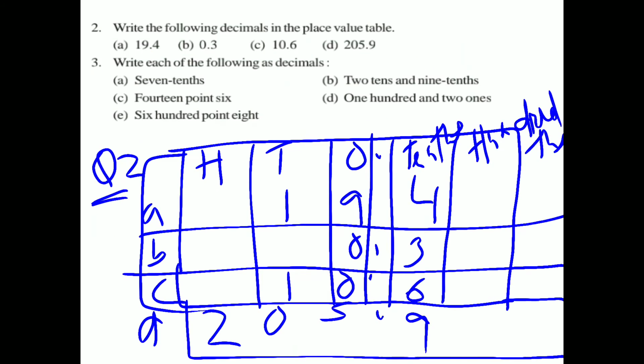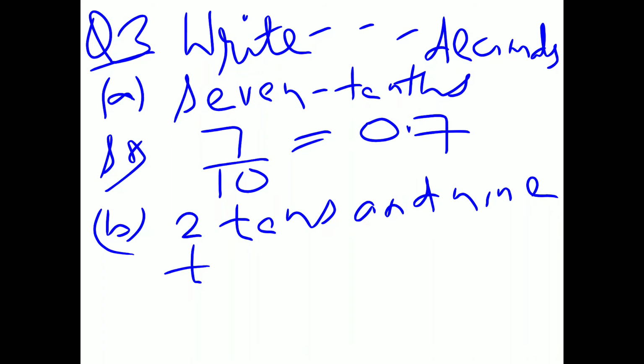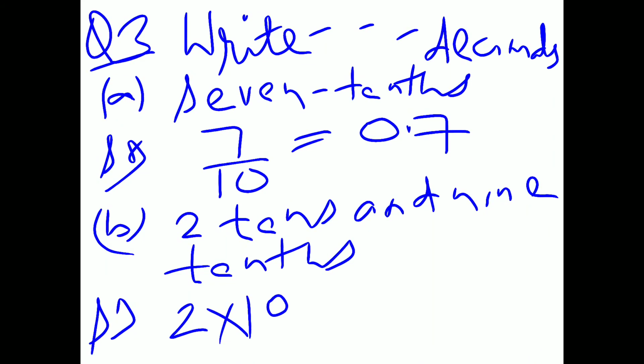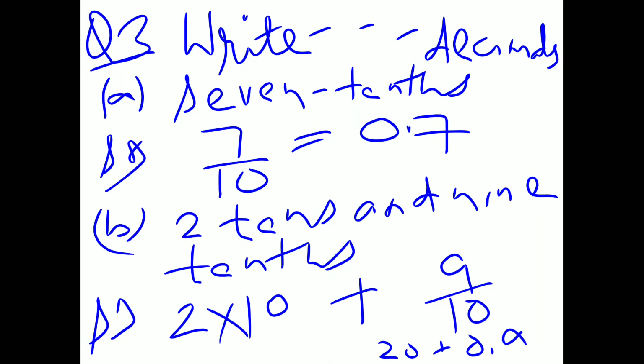What is the B part now? B part is 2 tens and 9 tenths. Clear? So how can we write it? 2 tens means 2 into 10, and 'and' means plus. 9/10 means 9 upon 10. It will become 20 plus, converted to decimal form, it will be 0.9. So your answer will be 20 point.